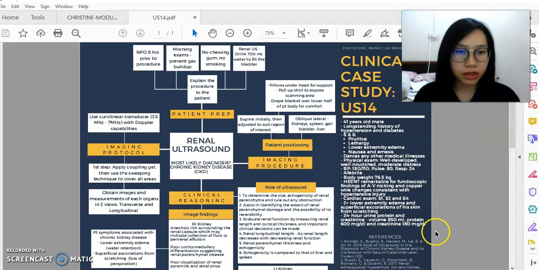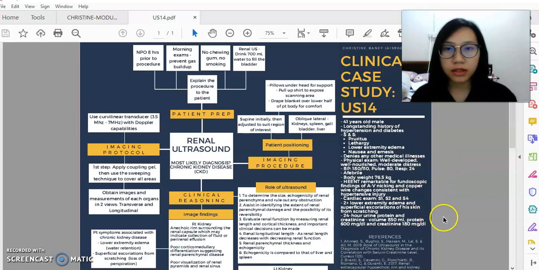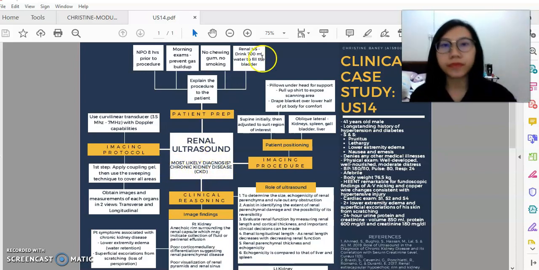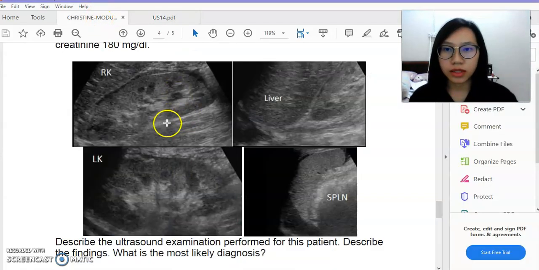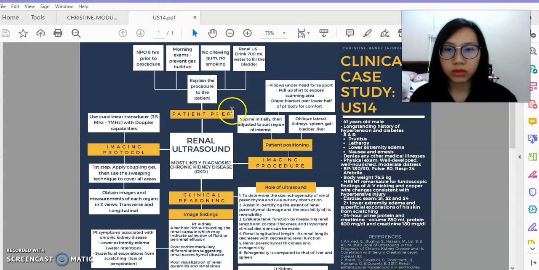So the patient has undergone previous examination and I have to decide what is the most likely diagnosis for this patient. So the most likely diagnosis for this patient is chronic kidney disease. So this patient will have to undergo renal ultrasound, and these are the imaging findings. I will go from the patient preparation for renal ultrasound first.